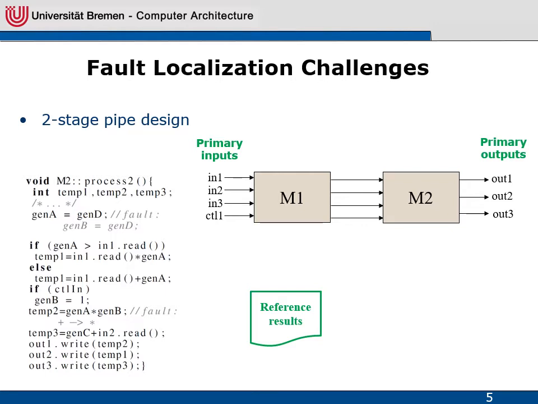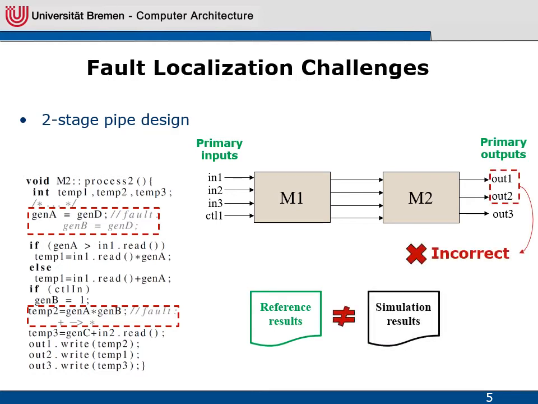Now, consider the scenario where designers made two mistakes when implementing the design. First, an incorrect assignment, where the definition of variable gen_b is incorrectly implemented. Second, an incorrect operator, where the local variable temp2 is incorrectly defined. After executing the design, they found that the values of the final outputs out1 and out2 of module M2 are incorrect. Therefore, an important task is now debugging, which means localization of the faults and then fixing them.